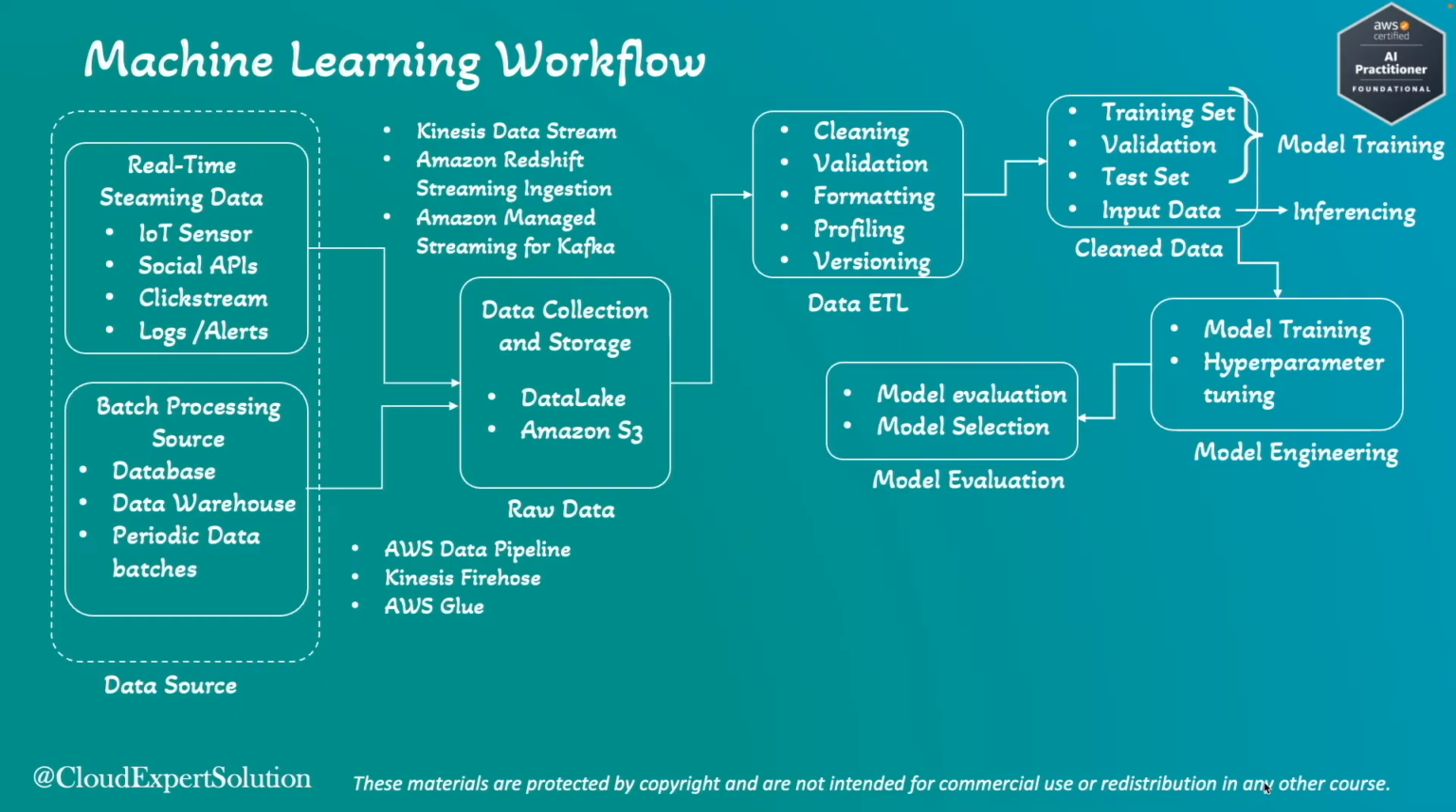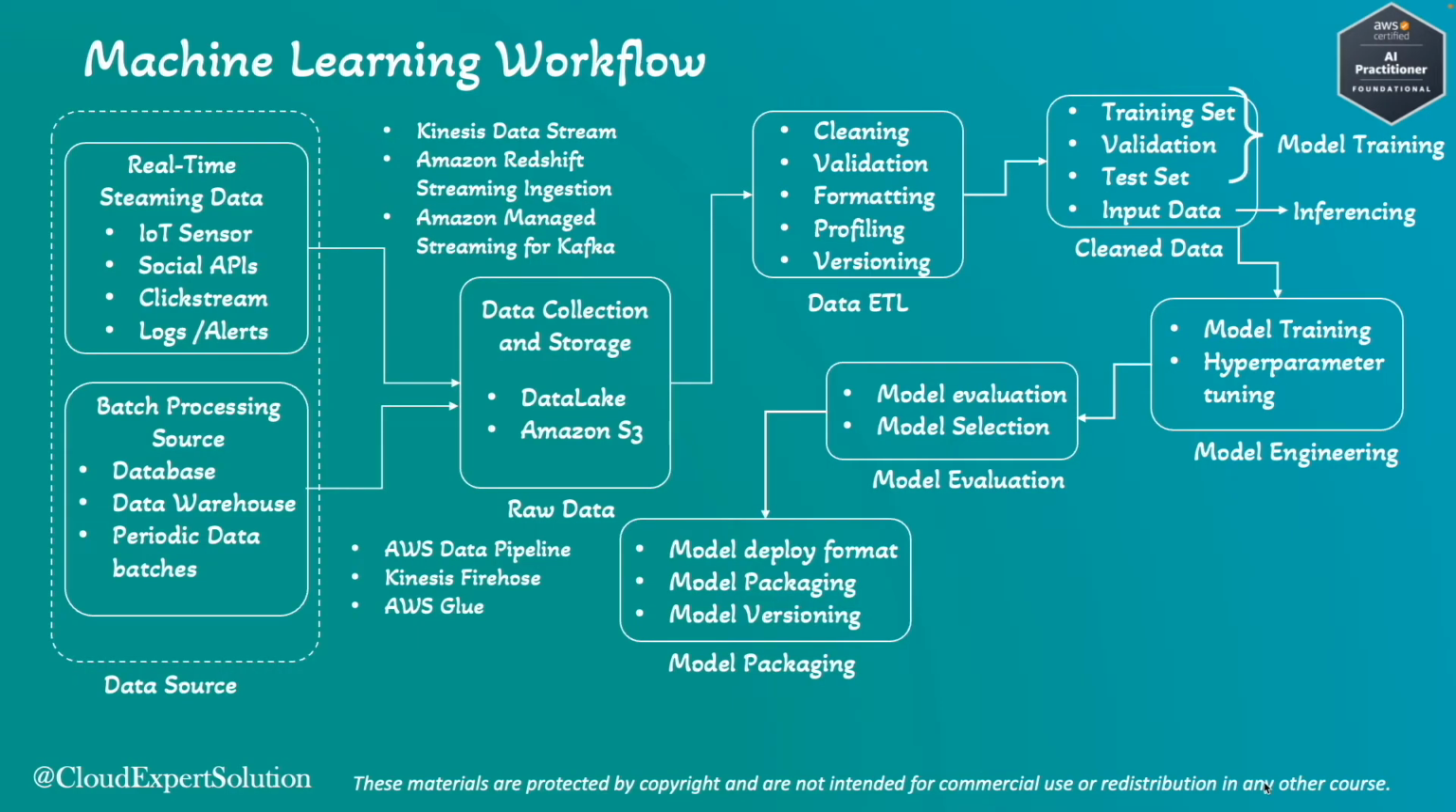The next step is model evaluation. In this evaluation process, we evaluate the model with certain criteria, and then we select the model which is the perfect model for our use case. Once the model is selected, the next step is model packaging. Packaging means you can have the code, you can have the configuration, and we are packaging for model deployment. And in this case, we can have different versions of the model.